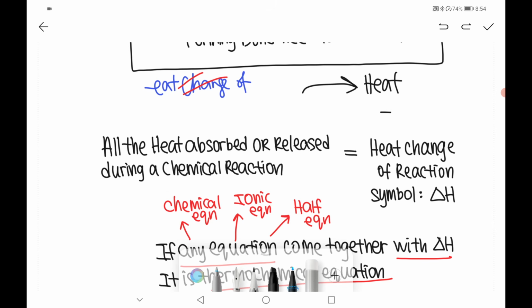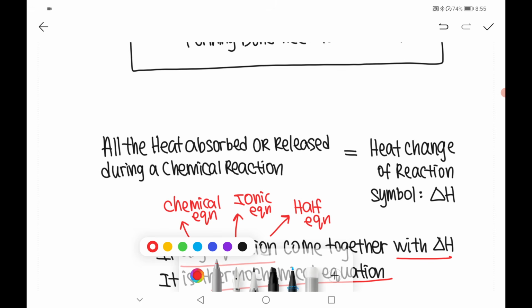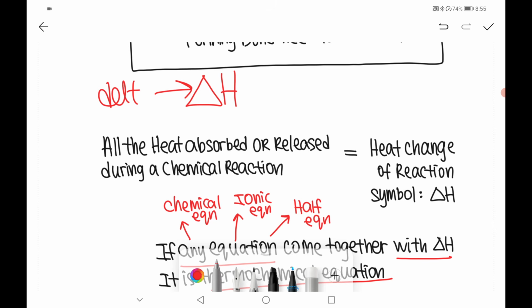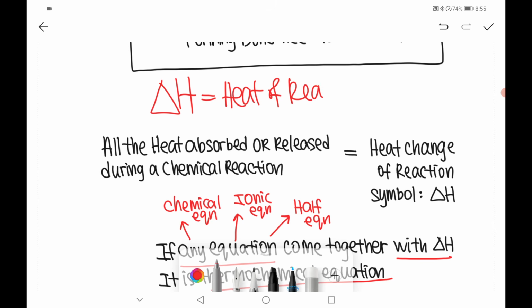All the heat that you absorb or release during a chemical reaction is called the heat of reaction. The symbol is triangle H. In chemistry, triangle stands for delta, so this is called delta H. So in the exam, whenever you see delta H, you know that this is the heat of reaction, or you can also call it the heat change of reaction.